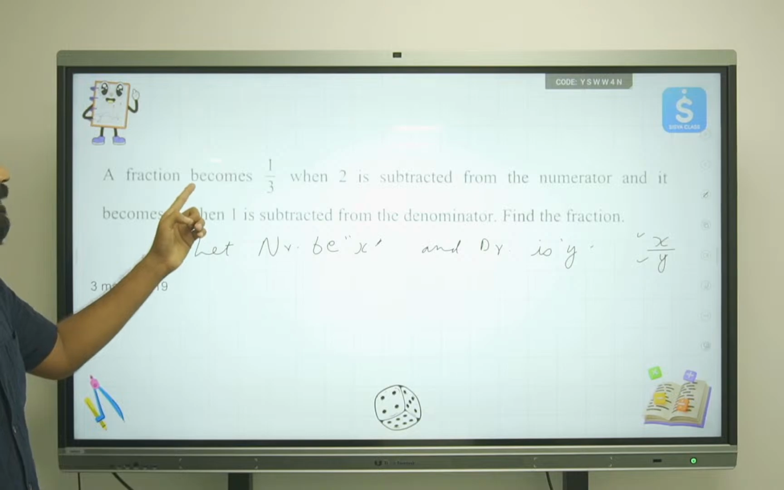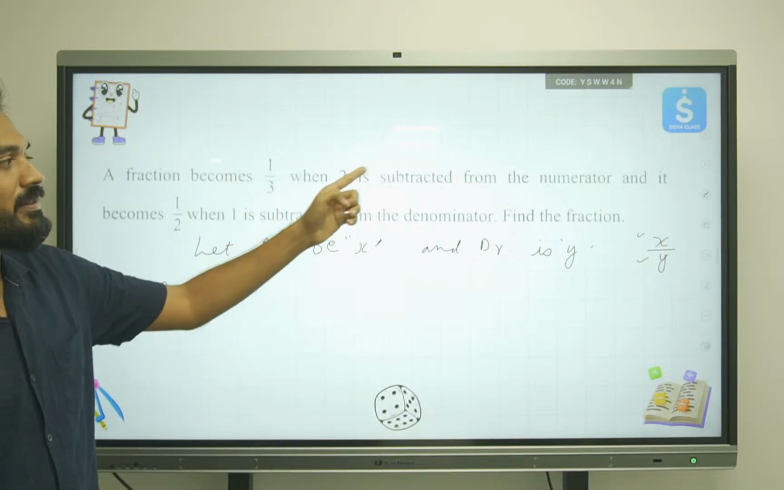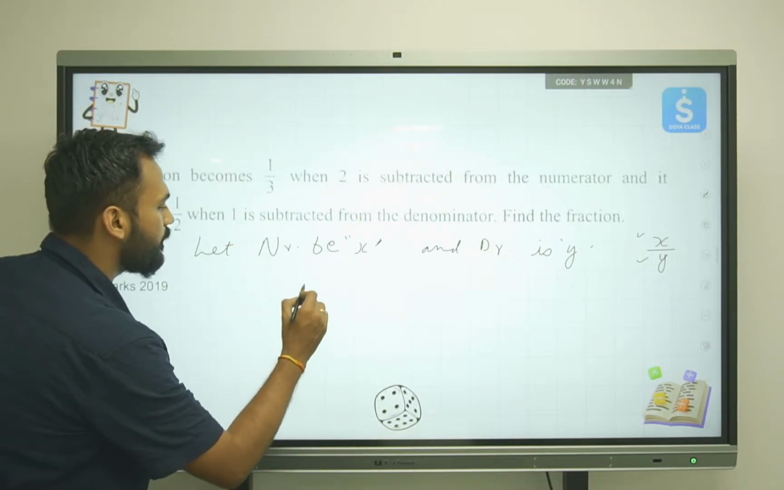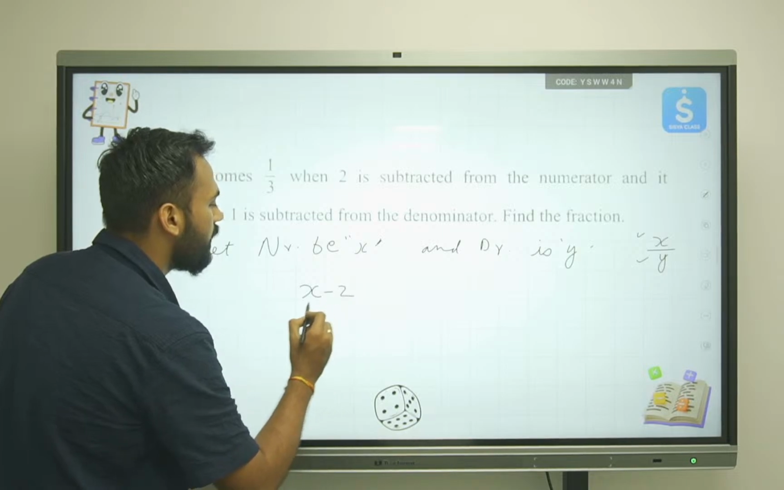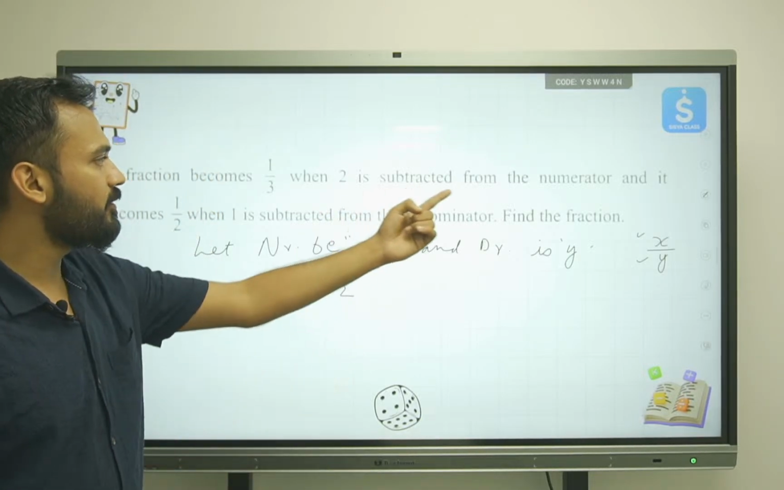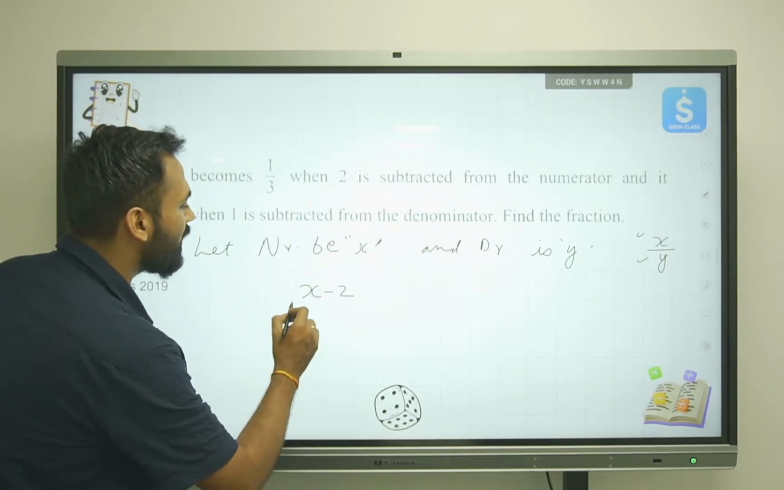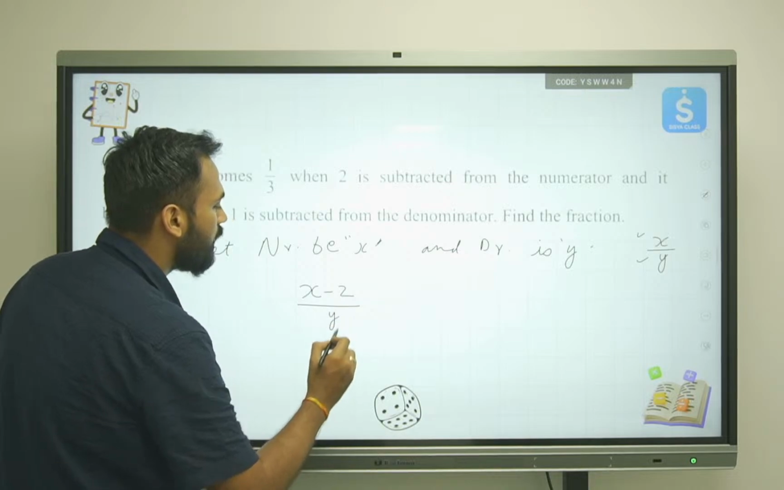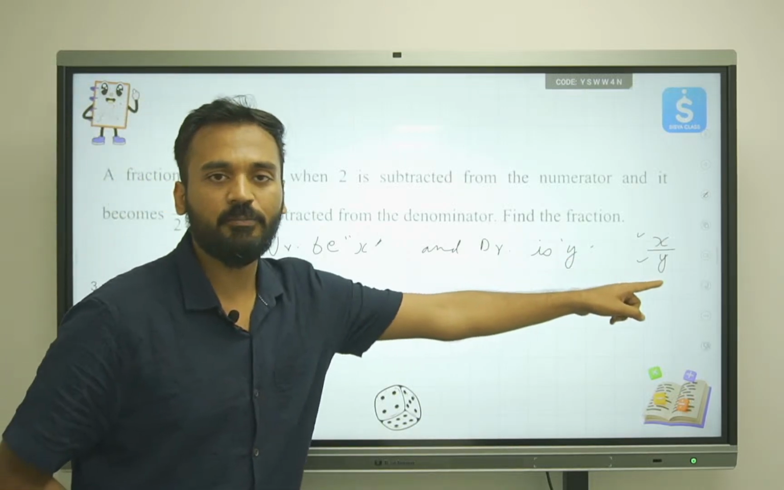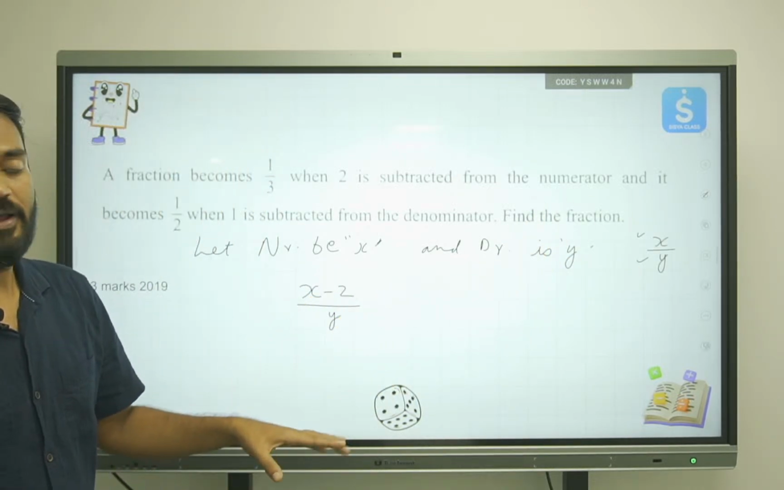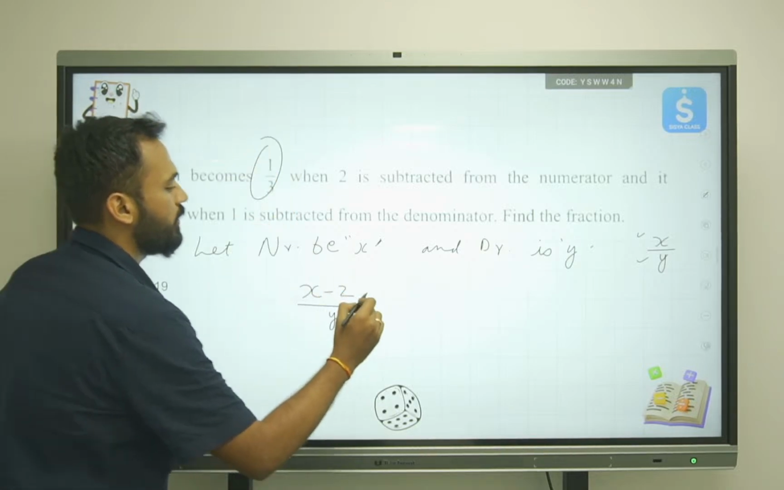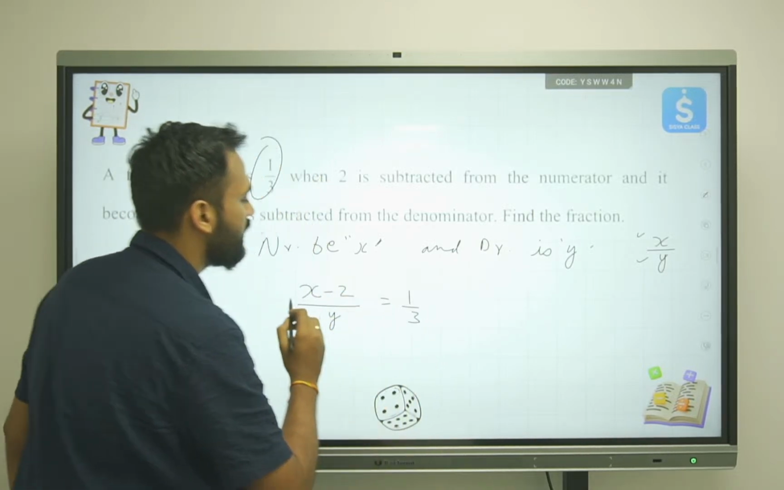Let's try to represent those relations in terms of the variables. The fraction becomes 1 by 3 when 2 is subtracted from the numerator. So if I subtract 2 from the numerator, did I do anything to the denominator? Is it mentioned over here? No. So the denominator, I will keep as it is. When I do this to the fraction x by y, it will no longer be x by y, but it will become 1 by 3. So this is the first relation.